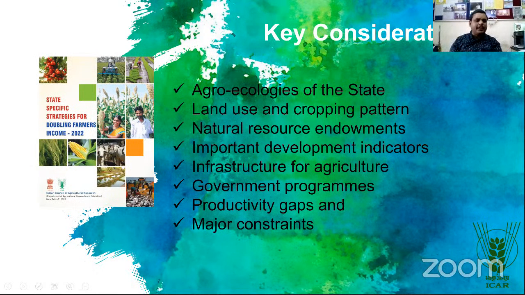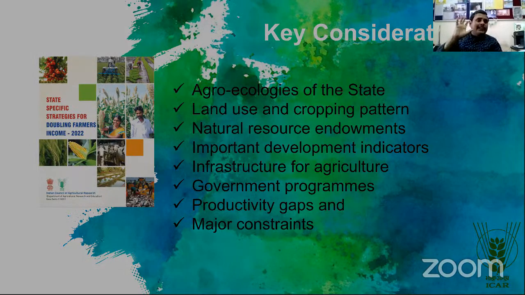What was the key consideration for these doubling farmers' income documents? You just see these are a few of the 6-7 focal themes. Agroecology. If you are going for doubling farmers' income, you need to consider the agroecology of the state, land use and cropping pattern of the state, important development indicators of the state, and infrastructure pertaining to agriculture in the particular state, and what government programs are running in the particular state, and the major constraints, and what the productivity gap of the state is. This should be taken care of.